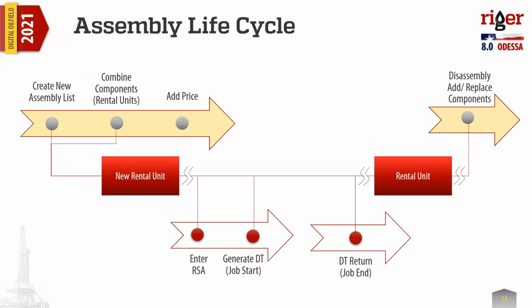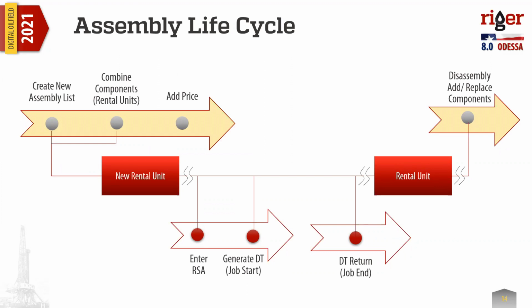Moving on and talking about the actual life cycle of the assembly. So as I said, we have the assembly list document in the system. It allows you to basically create that particular unit. You include the components inside that assembly list. You add a price, and it basically acts as a new rental unit in your system. You open your RSAs, you include them in the RSAs, assign a price if need be, change the price, add discounts, whatever. Generate your tickets, deploy them, return them, and you can repeat this cycle from the RSA to returning to your yard as many times as you need.